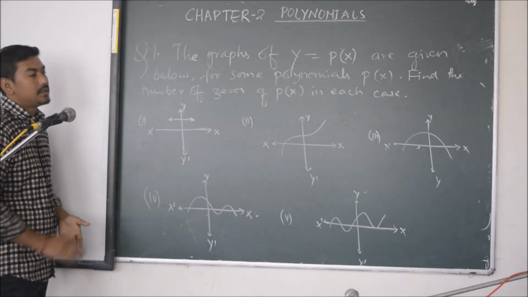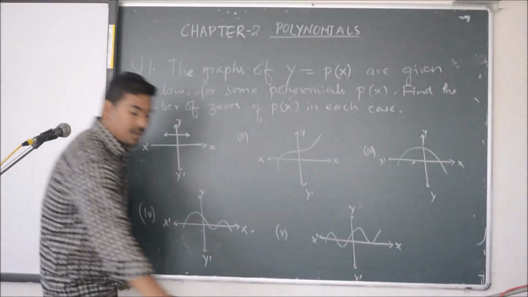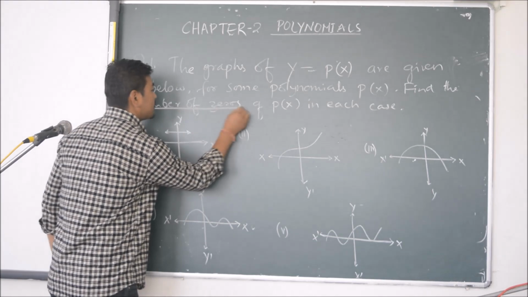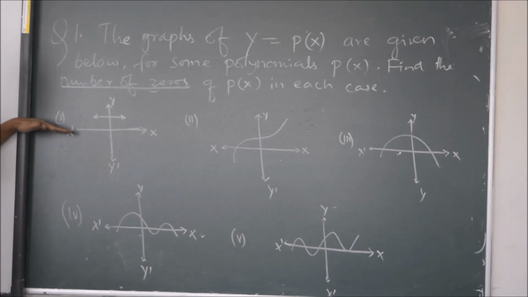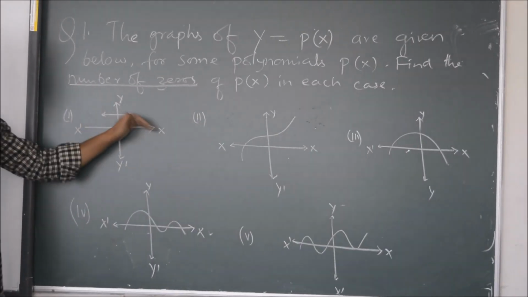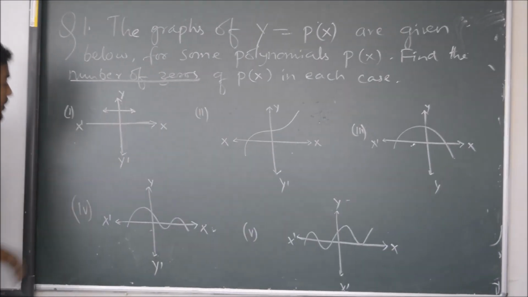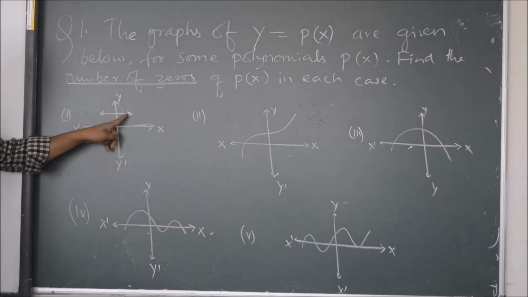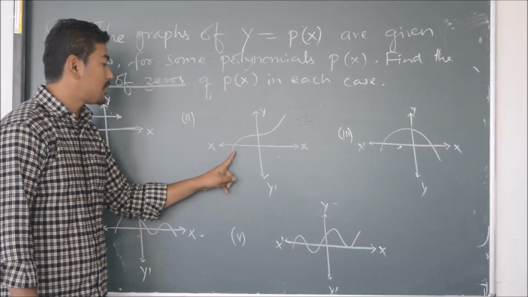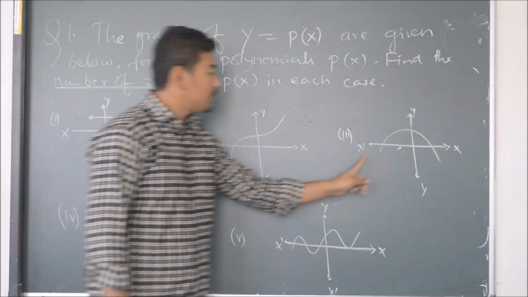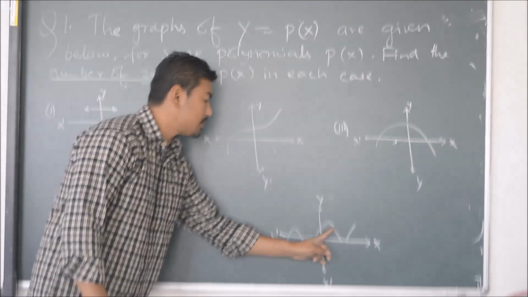Now how to do this kind of question? Let me tell you how to find the number of zeros. You just look at the x-axis. X-axis means the horizontal axis. This is the x-axis, and the graph of the polynomial is this one. Here it is a straight line, and here it is a curve. This is the graph of the polynomial given here.